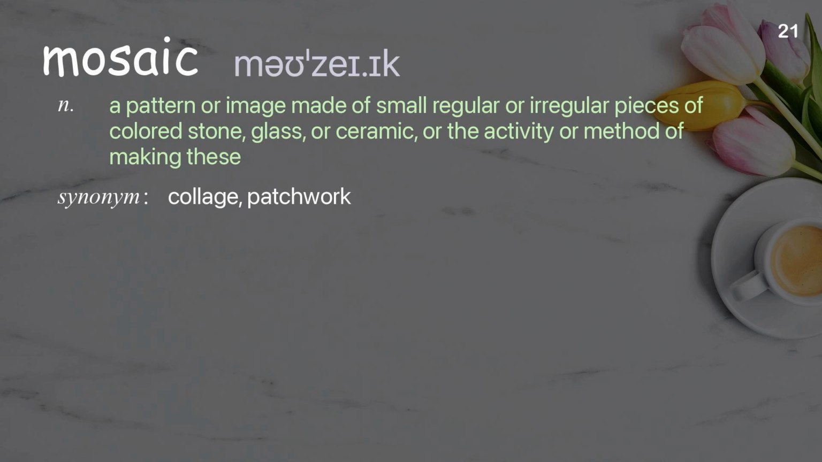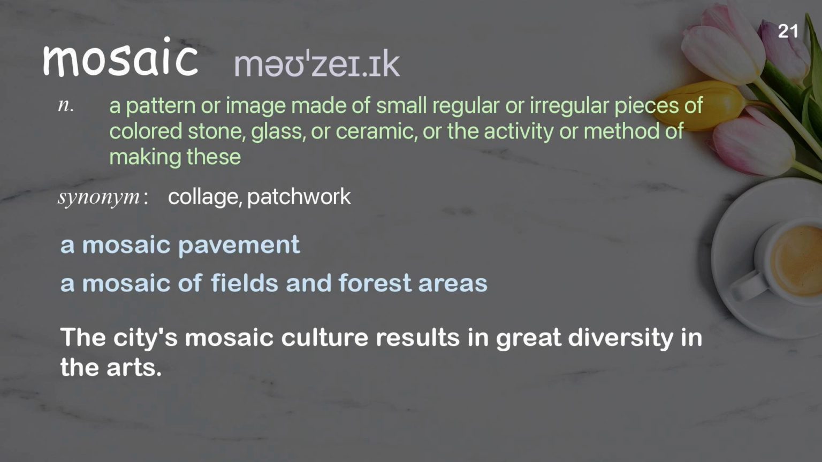Mosaic. A pattern or image made of small regular or irregular pieces of colored stone, glass, or ceramic, or the activity or method of making these. Examples: A mosaic pavement, a mosaic of fields and forest areas. The city's mosaic culture results in great diversity in the arts.